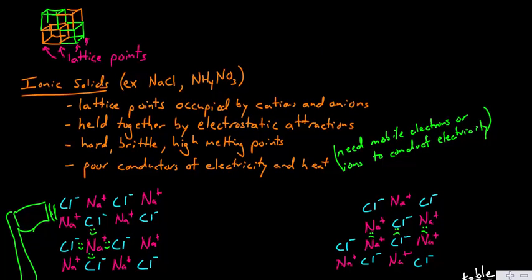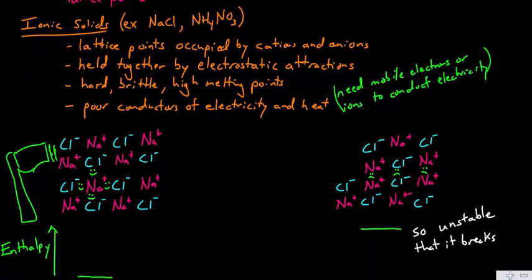There are several types of solids. The first is an ionic solid. For example, sodium chloride or ammonium nitrate. Both are ionic compounds. Sodium and chloride ions, ammonium and nitrate ions. So with ionic solids, the lattice points are occupied by cations and anions. You can see a description of it here.